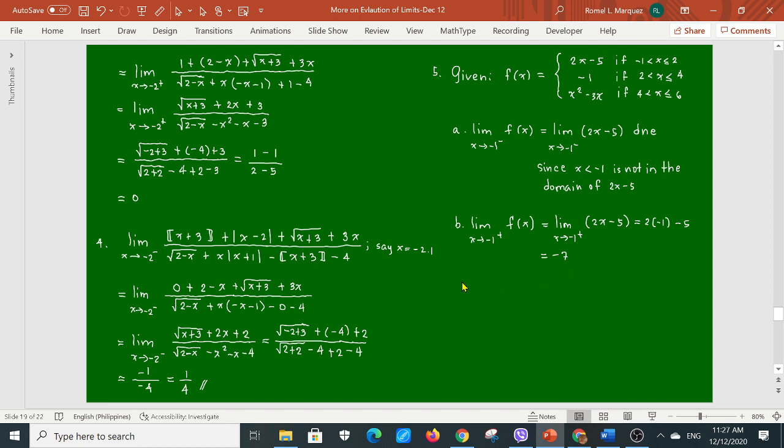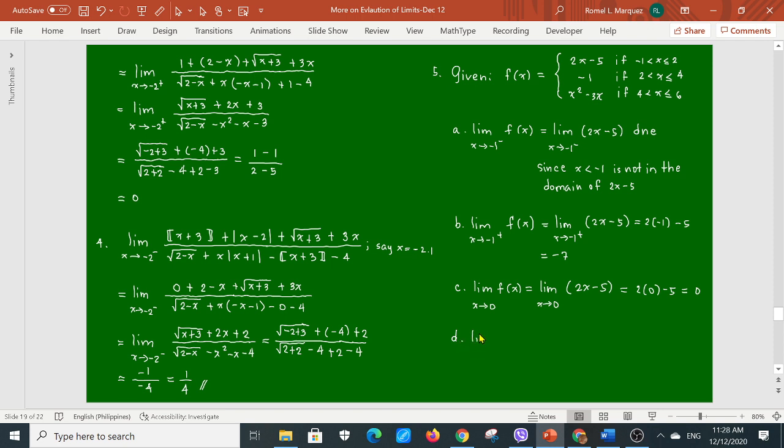Okay, letter C. What if you're asked for the limit as x approaches, let's say, 0 of f of x? Where is 0? So 0 is between negative 1 and 2, no? So still, we're going to use what function, guys? 2x minus 5. Again, we can apply the substitution technique here. So 2 times 0 minus 5, and that is equal to negative 5.